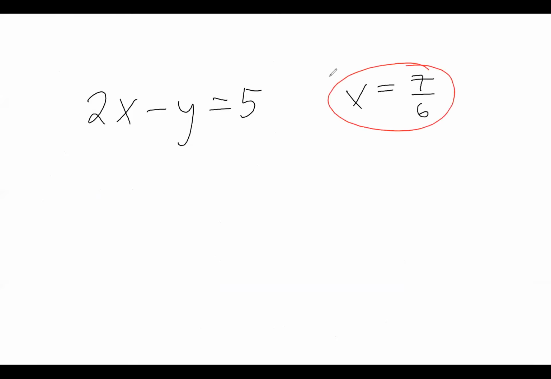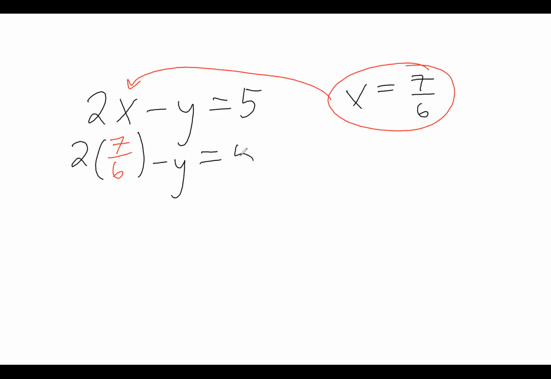Okay, so here's my next step. Let's see, I have 2x minus y equals 5. We just got x equals 7/6. So let's plug in. Now instead of 2x, we have 2 times 7/6. So I'm writing 2 parentheses 7/6 minus y equals 5.